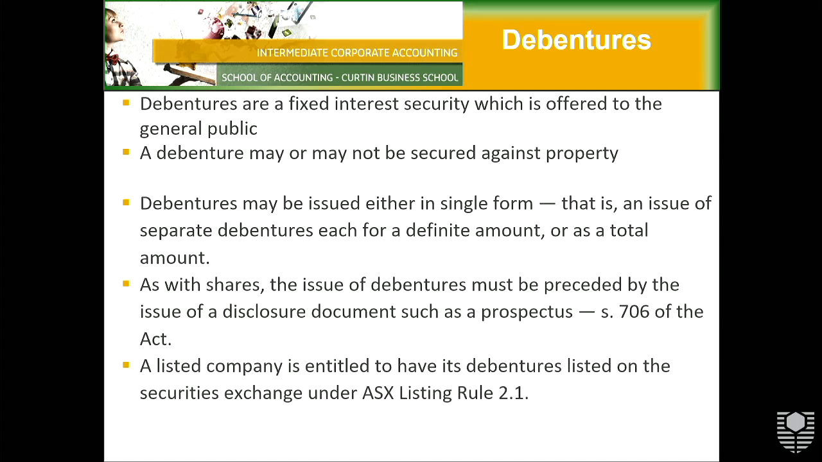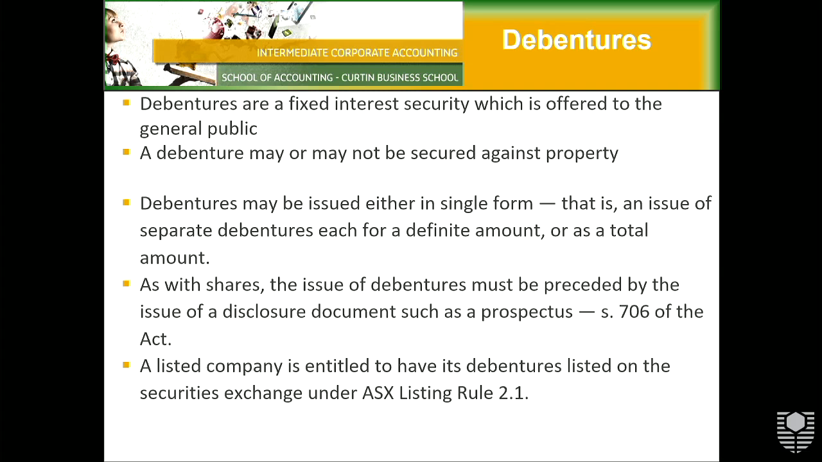Okay, so debentures, they are fixed interest securities which are offered to the general public, or they could be offered to specific groups of people as well. All right, so sometimes they are offered to the public, sometimes they are offered to select groups. So a debenture may or may not be secured against property. What that means is, in the event that the company goes bust, you have claims on specific property, whether it's buildings or something like that. It means that you get first claim, like a creditor. It doesn't just get sold and go off to everybody else. If it's secured, you get first dibs.